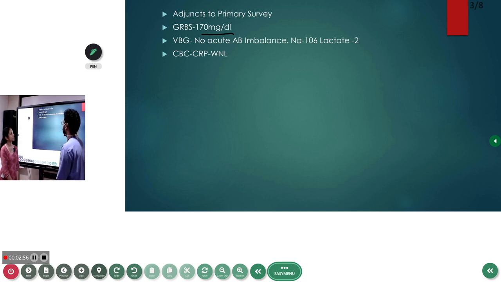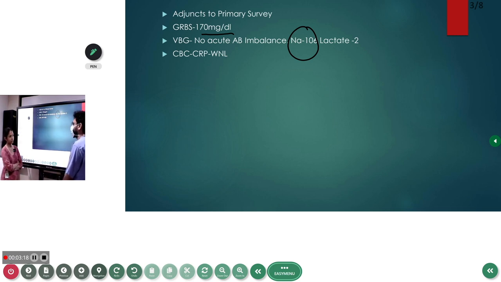Coming to the adjuncts of primary survey, GRBS was taken and it came to around 170 milligram per deciliter. VBG was done and showed no acute acid-base disorders, but it showed a sodium of 106 milliequivalents per liter. So we started the patient on 3% normal saline.